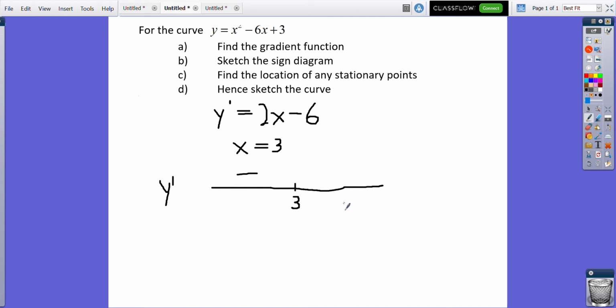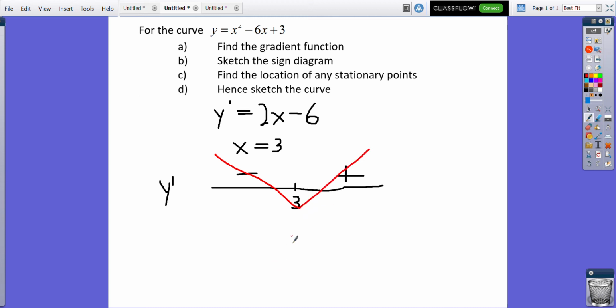And a number that's bigger than 3, say 5. 2 lots of 5 is 10, minus 6 is 4, which is a positive number. So from my sign diagram, I can see that it's got a negative slope over here and a positive slope over here. And what we're going to do often is draw a little diagram to show this. So a negative slope goes down and a positive slope goes up.